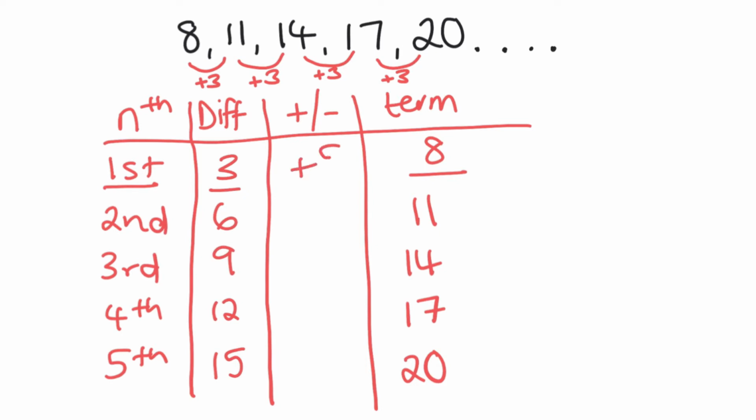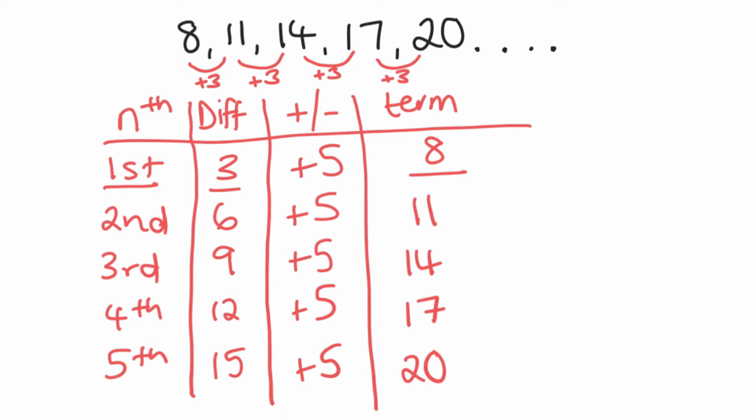To get from 6 to 11, we need to add 5. To get from 9 to 14, we add 5. From 12 to 17, we add 5. And from 15 to 20, we add 5. So in a linear sequence, that whole column will be the same numbers. Whether it's plus or minus, they'll all be the same.